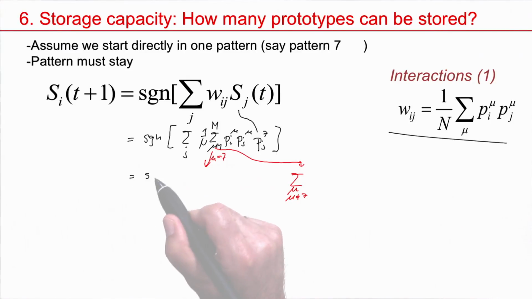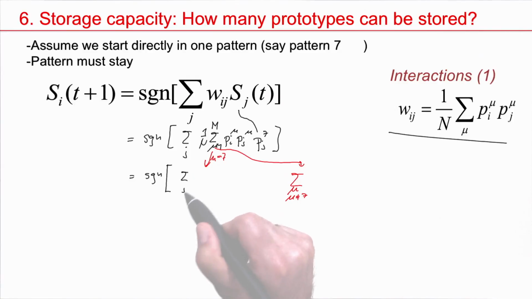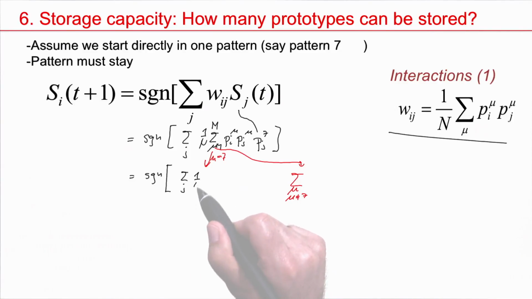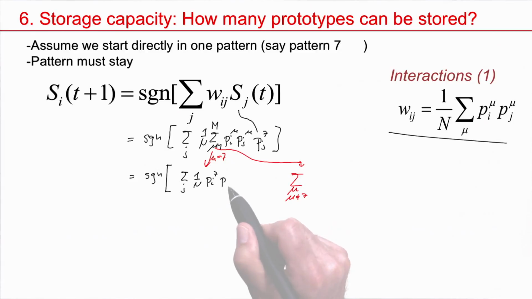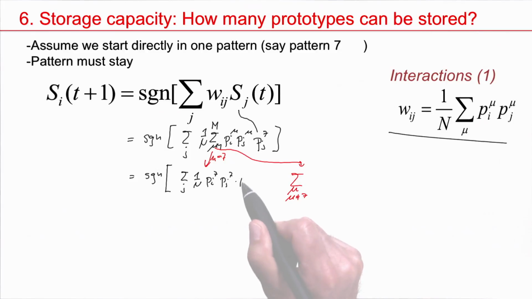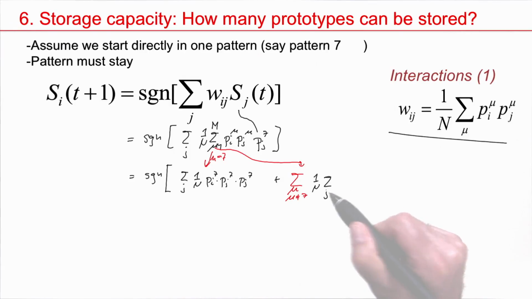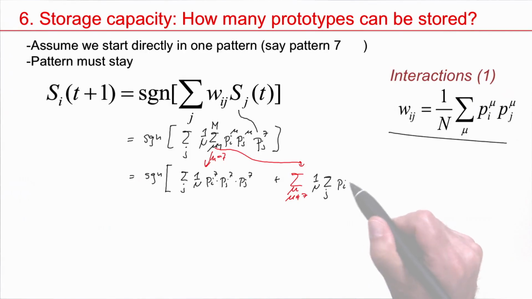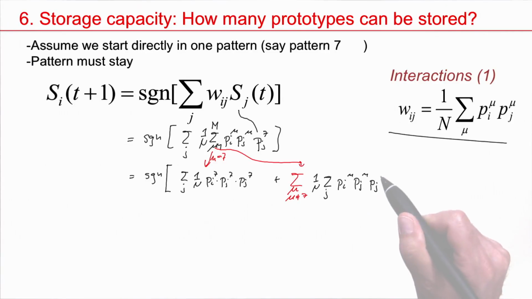So let's look at the first part. Sign of sum over j, I have a 1 over n, and now here I have mu equals 7. So I have pi7, pj7, pj7. And then I have the rest, which I can just copy. So I have 1 over n, sum over j, pi mu, pj mu, pj7.